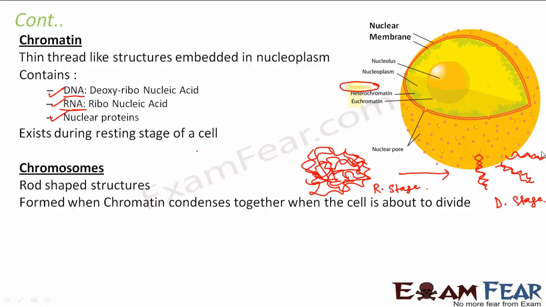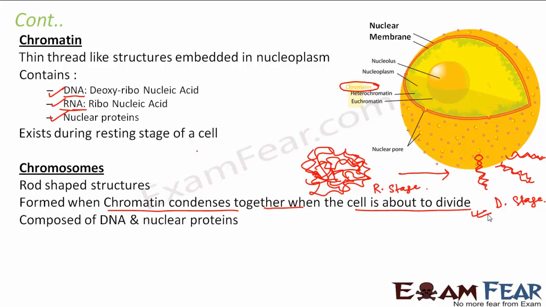So chromosomes are rod-shaped structures, as you can see here. When the thread-like structures arrange themselves together in this fashion, you get a rod-like structure. Let us suppose you have too many thin threads. When you join too many thin threads together, you get a relatively thicker structure which looks like a rod. The same thing happens here. The thin chromatins join together to form a rod-shaped structure. So chromosomes are formed in the dividing stage of a cell, when the chromatin condenses together.